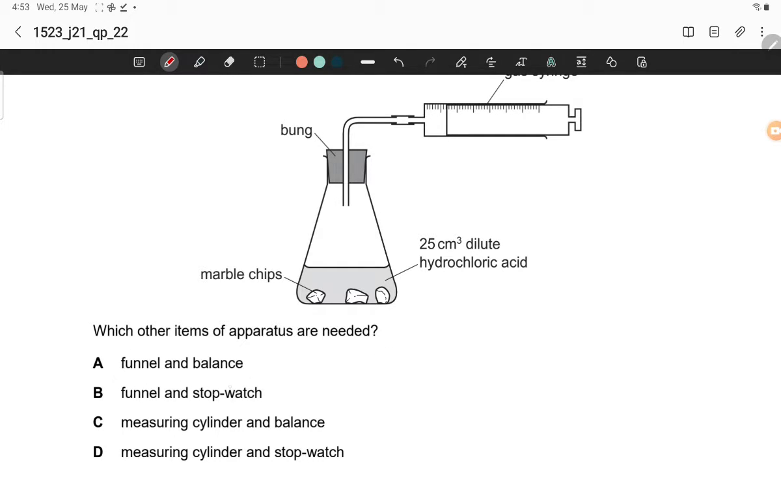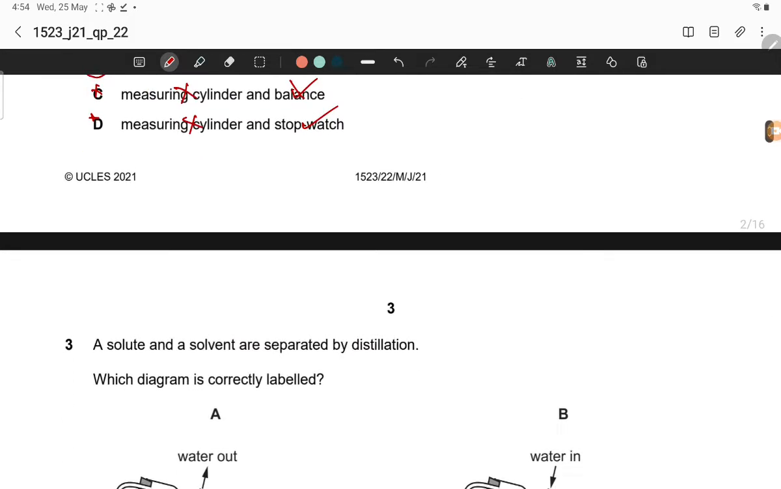Funnel and balance: no, the volume of gas is measured with the gas syringe, so a balance is not required. A funnel is required to add dilute HCl to the conical flask. Funnel and stopwatch, so B option is correct. Measuring cylinder and balance is not required. A stopwatch is required, but not a measuring cylinder. So B option is correct and the rest are incorrect.